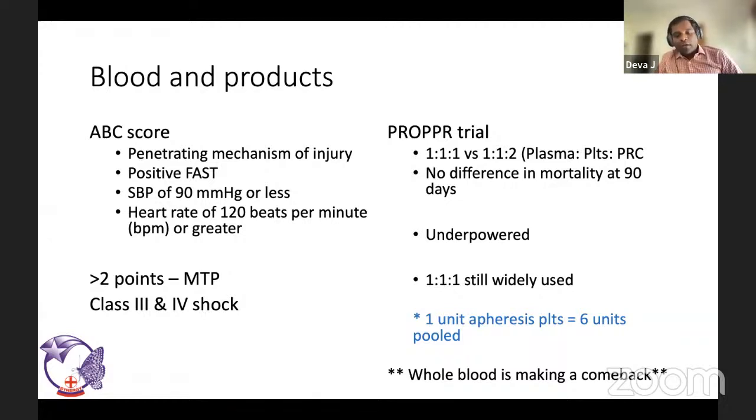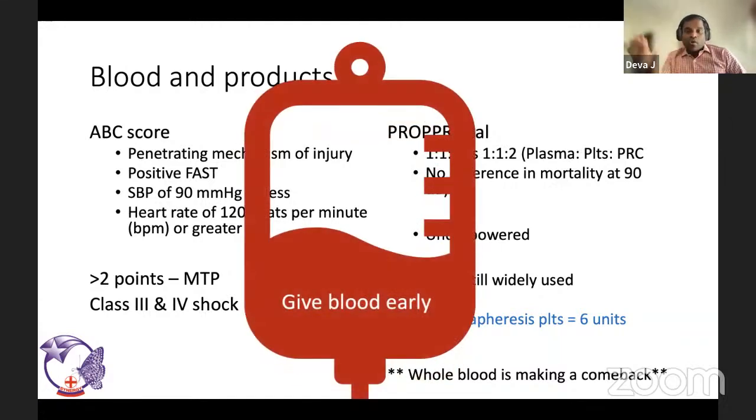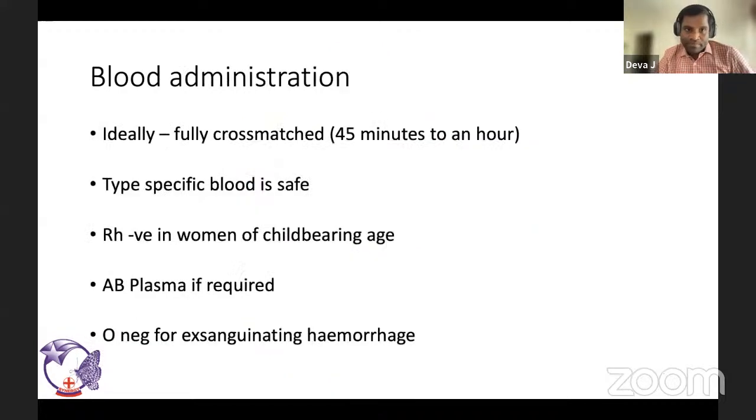But the whole blood concept is making a comeback. If you think about it, whole blood contains not only PRCs, but also all your coagulation factors and platelets, and it makes sense to give whole blood in a trauma victim. But it's still not widely practiced. But if you do have whole blood available in your hospital, you might want to use it. So the whole idea of talking about blood is: give the blood early.